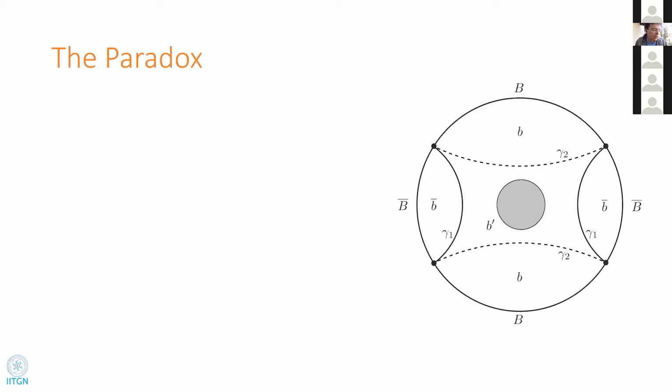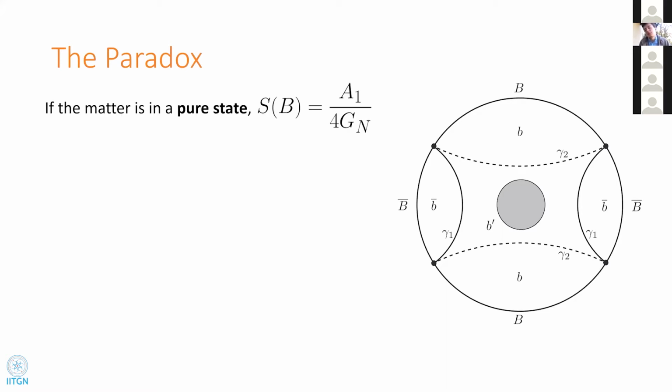Okay, so we're now able to construct a paradox, and it's really very simple at this point. We just consider three states. The first state is when we have all this matter sitting in some pure state. In this case, the matter has no von Neumann entropy, and so it doesn't contribute to the generalized entropy of the surface gamma 1. And so the smallest generalized entropy surface is just gamma 1, and we find that the entropy of the region big B is just the area of gamma 1 over 4 G Newton.